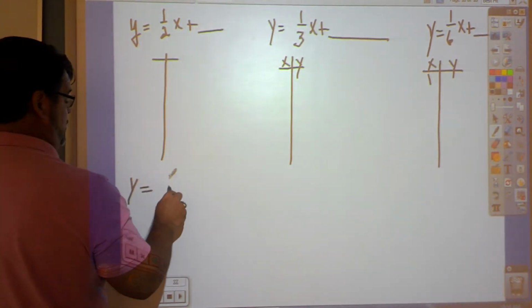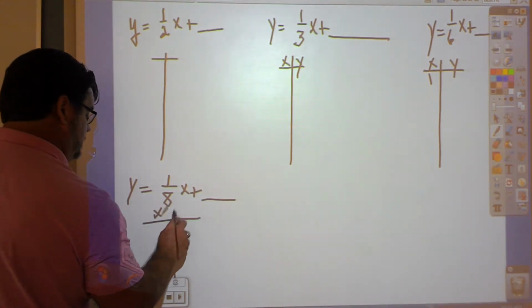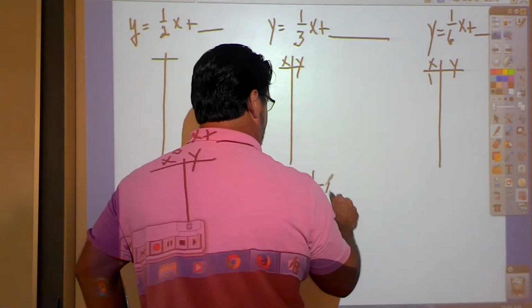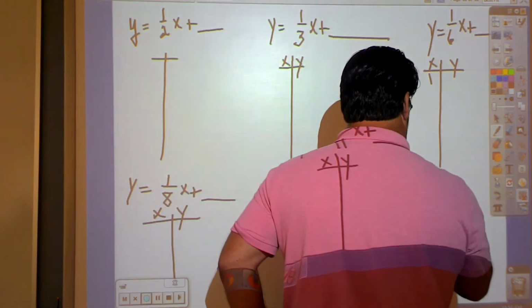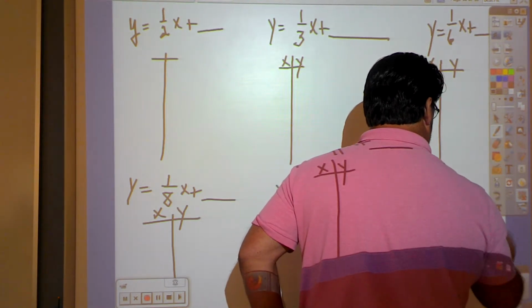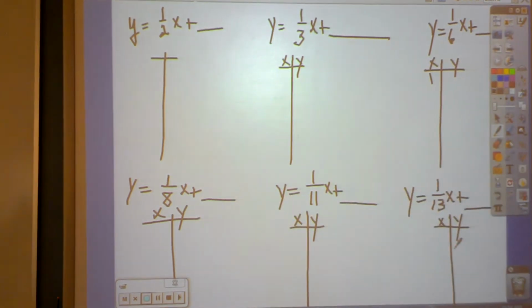Y is equal to 1/8 x plus blank. Y is equal to 1/11 x plus blank. Y is equal to 1/13 x plus blank. All of these problems, I just picked 6 out. Of course, you got 12, 15 that you could go, because everybody knows your multiplication tables up to at least 15. If you don't, then you didn't get your money's worth.